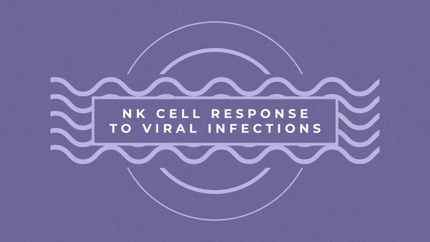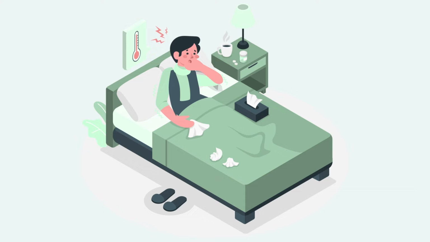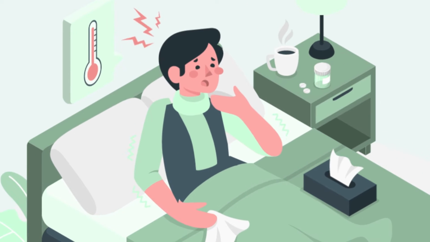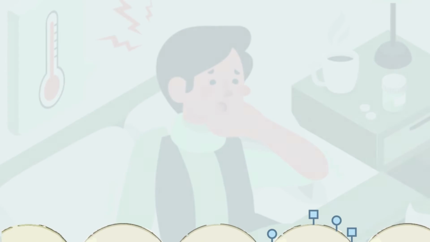NK cell response to viral infections. An important function of our immune system is the capacity to distinguish between self and non-self. This distinction between self and non-self is made at the cellular level.